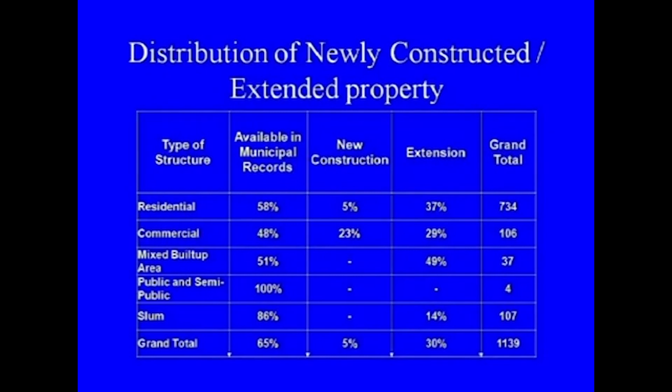Furthermore, we can also make an assessment of the distribution of the newly or extended properties, and it can be found that about 30% of the properties as per record have undergone extension, while there has been 5% new construction which is there, which means about 35% of the area is not being subjected to taxation.